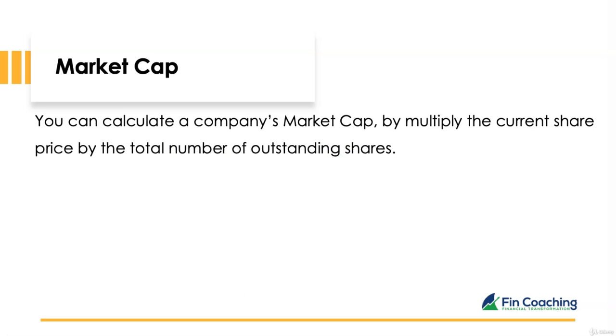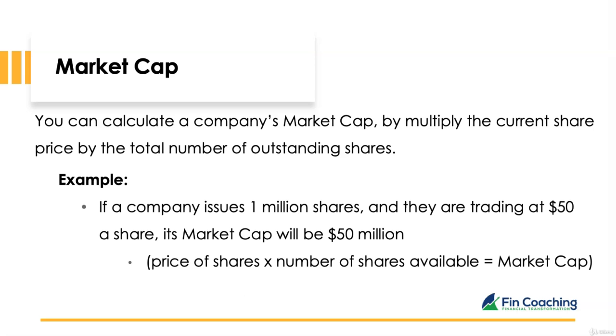To work out a company's market cap, you need to multiply the current share price by the total number of outstanding shares. Example, if a company issues 1 million shares and they are trading at $50 a share, its market cap will be 50 million. The formula for this is the price of shares times the number of shares available equals market cap.